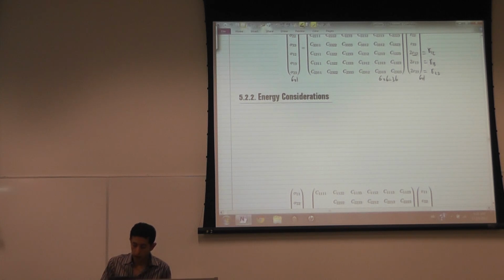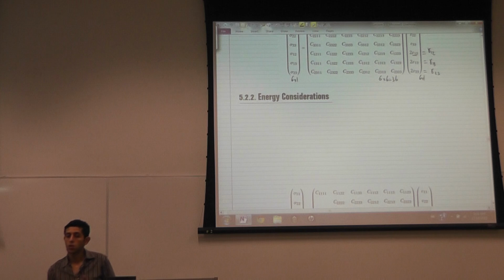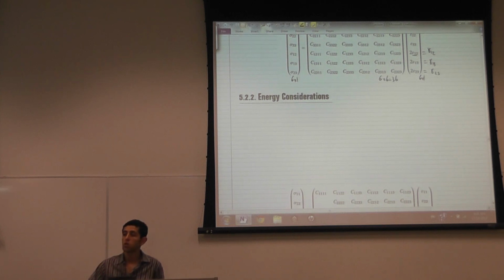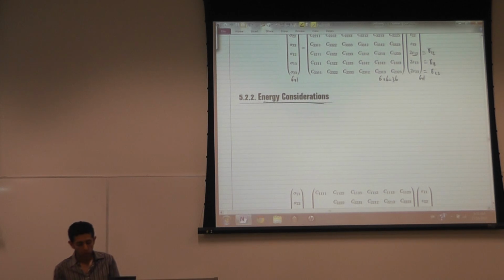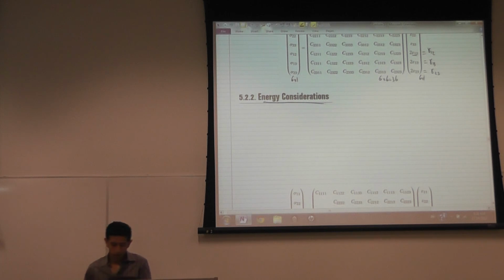Now, so far, the only thing I considered was linearity. I actually have not considered that the material is elastic. When we say a material is elastic, we mean that there's no energy dissipation, mathematically speaking.